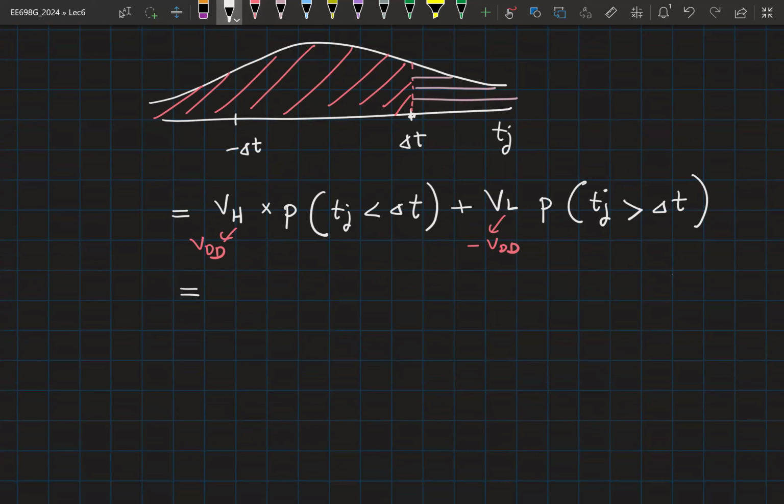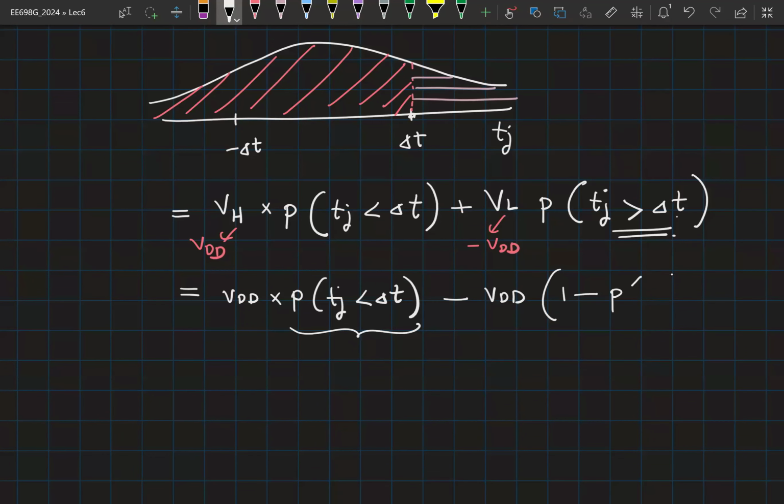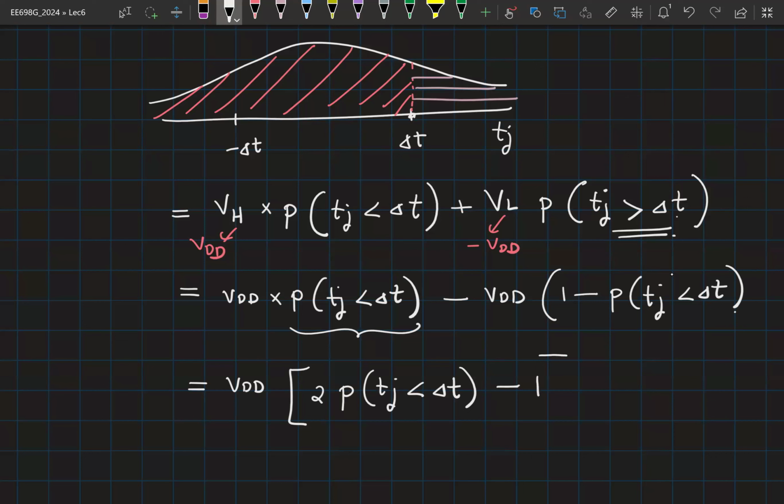You will get a slightly different expression. So this becomes VDD into probability of Tj lesser than delta T minus VDD into probability of Tj greater than delta T. Do you think you can rewrite this in terms of this? So it becomes 1 minus probability of Tj lesser than delta T. So this is now equal to VDD into twice the probability of Tj lesser than delta T minus 1. Okay, so we got an expression.